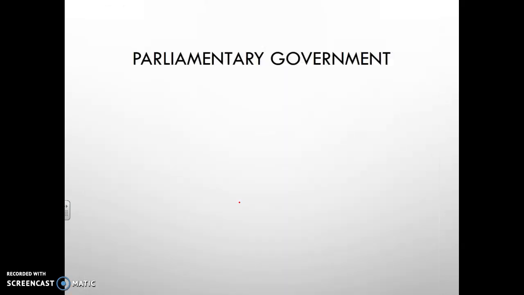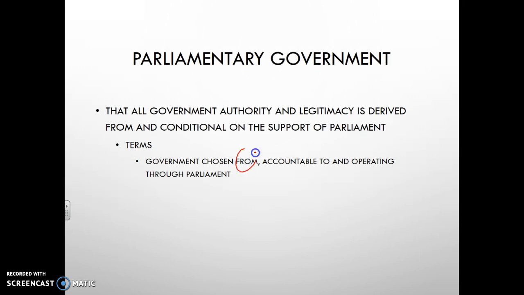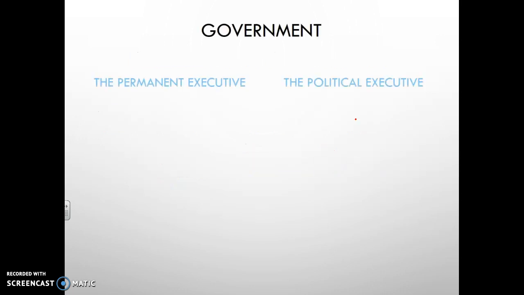What I want to talk about is government. We need to know that government exists because Parliament says it should. We know the rules of parliamentary government, from, through, and to. Government is chosen from Parliament. It is accountable to Parliament and it should operate through Parliament because it has no intrinsic authority. All government authority and legitimacy comes from Parliament, and this is the game of parliamentary government, and those are the specific rules.